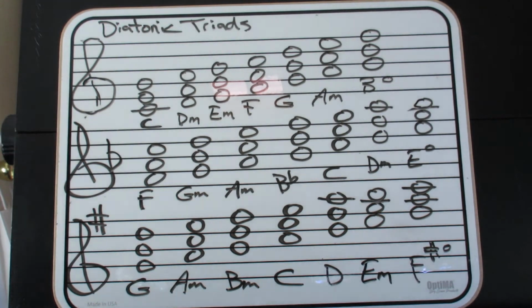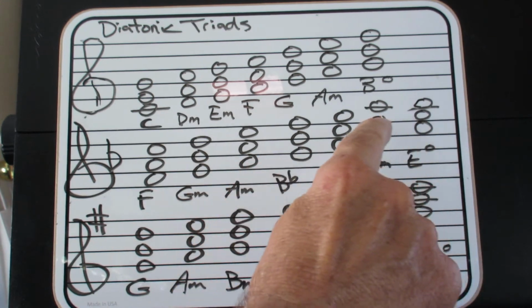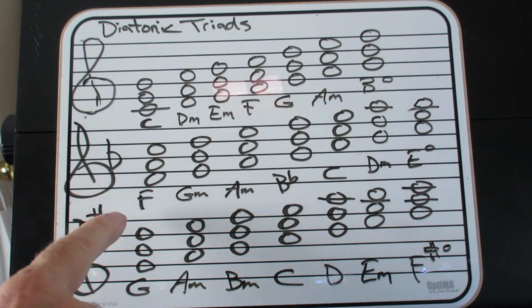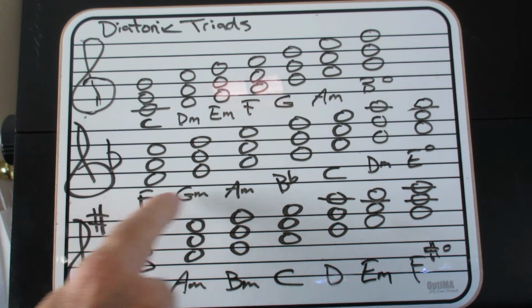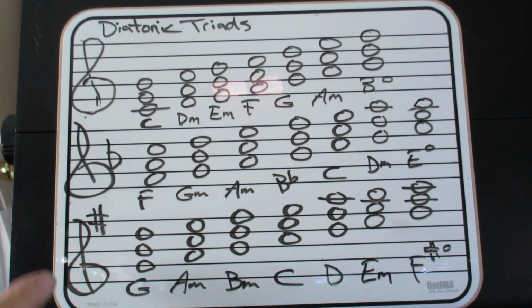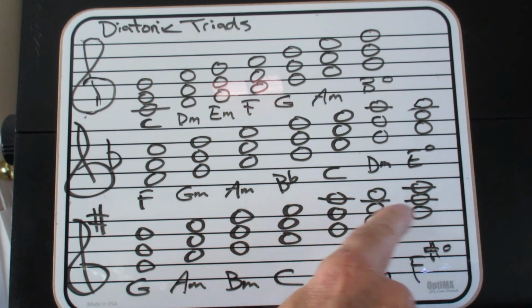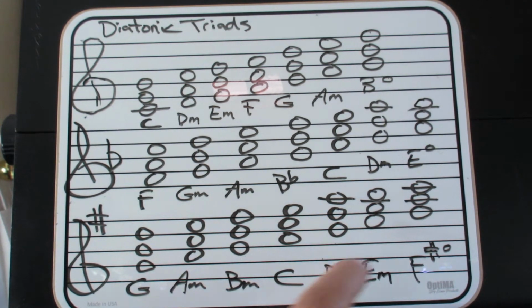Here we have one flat. So every B is going to be flat, okay? And so all of these chords will be diatonic to the key of F. Every chord that's here is a chord that is contained in the key of F. Down here we have one sharp, so anywhere there's an F is going to be an F sharp. These are all diatonic to the key of G. So in each case we have diatonic triads.